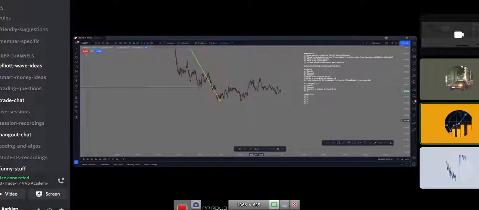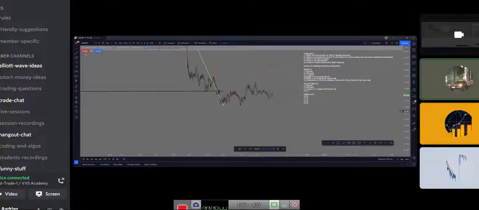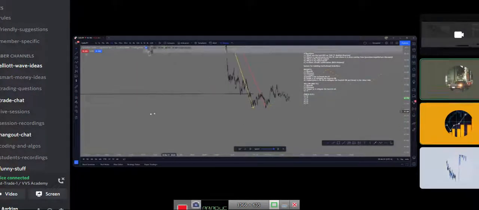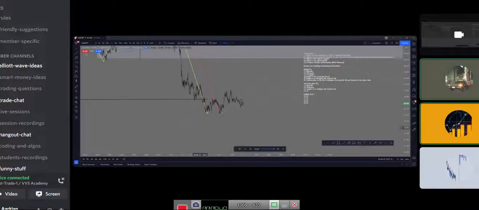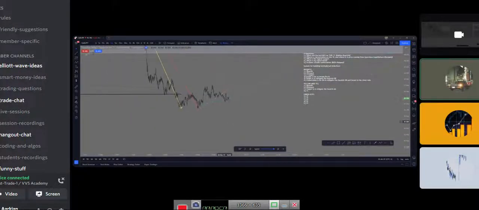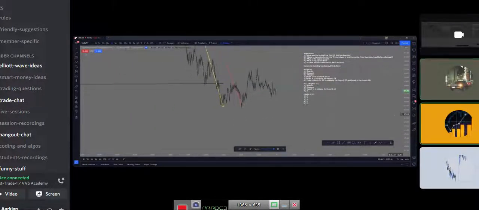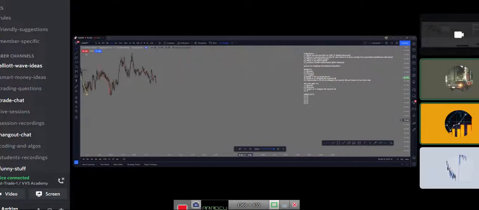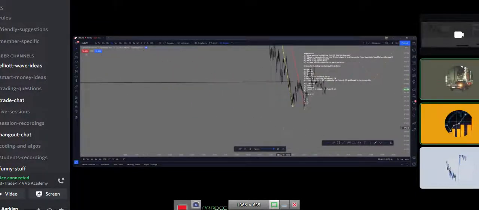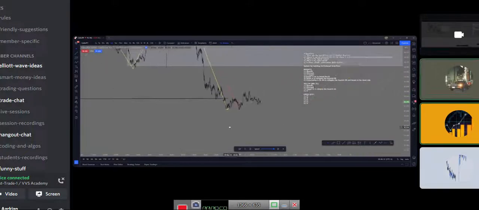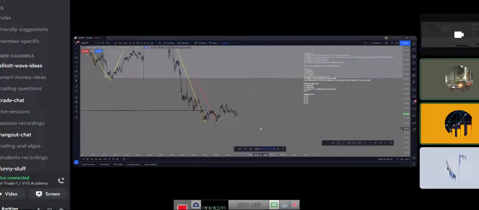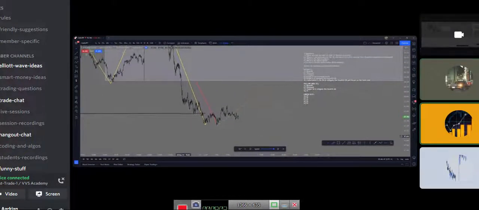Because it just broke the last lower low over here, right? It was just the last break of structure on that side. I don't know, it could go deeper, right? But let's see. And if you guys got something to say, I'm willing to listen, you know?